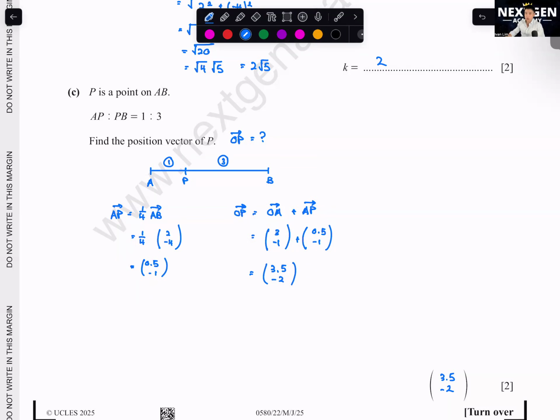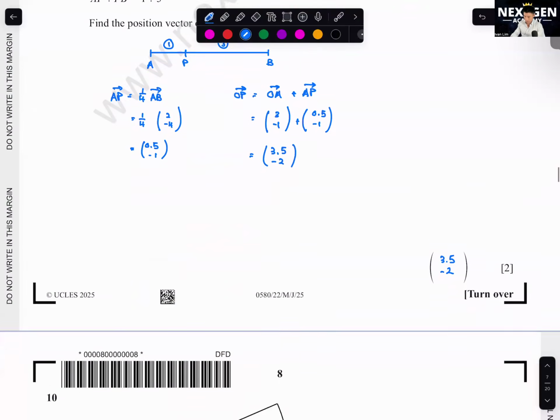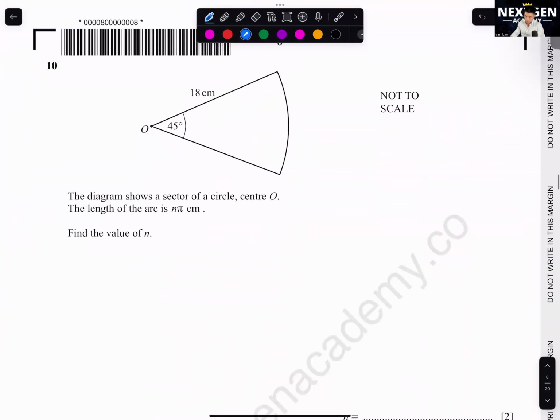Okay, let's move on to question number 10. The diagram shows a sector of a circle center O. The length of the arc is n pi. Find the value of n. What's the formula for length of arc? Theta over 360 times 2 pi r. This one you're going to memorize. Theta is 45 over 360 times 2 pi 18.